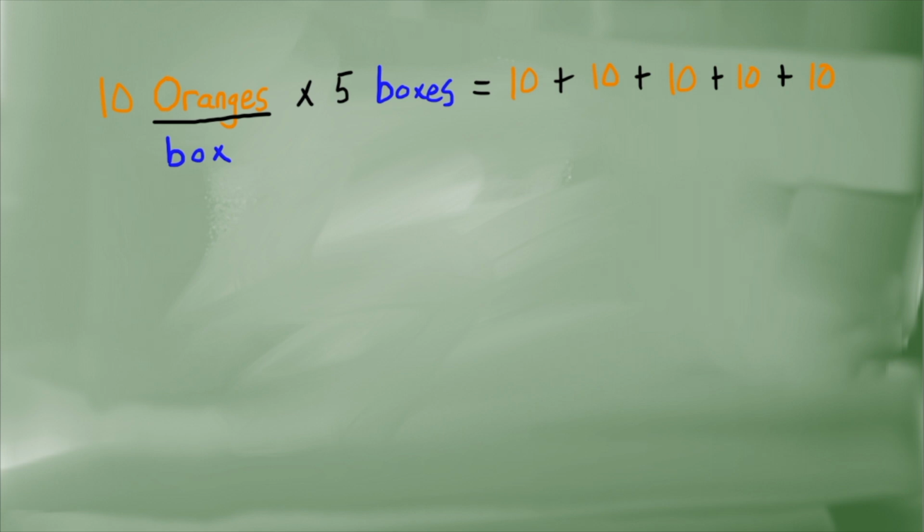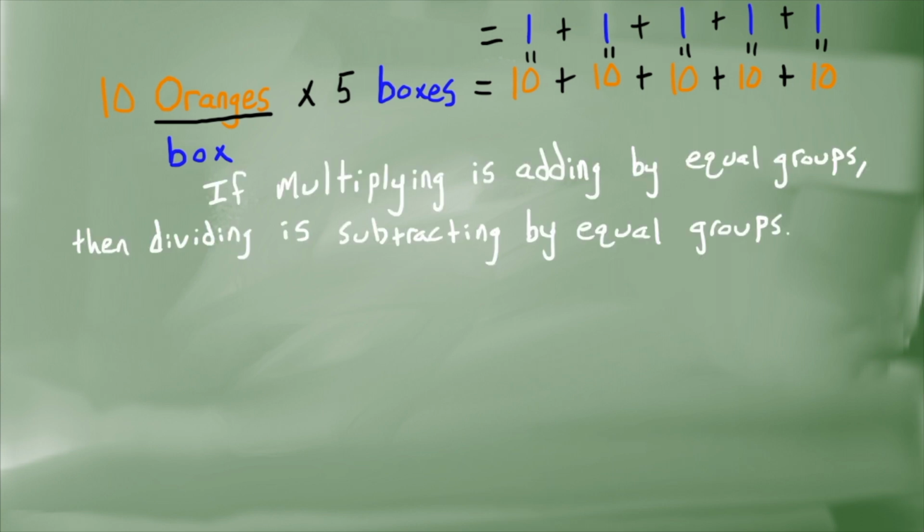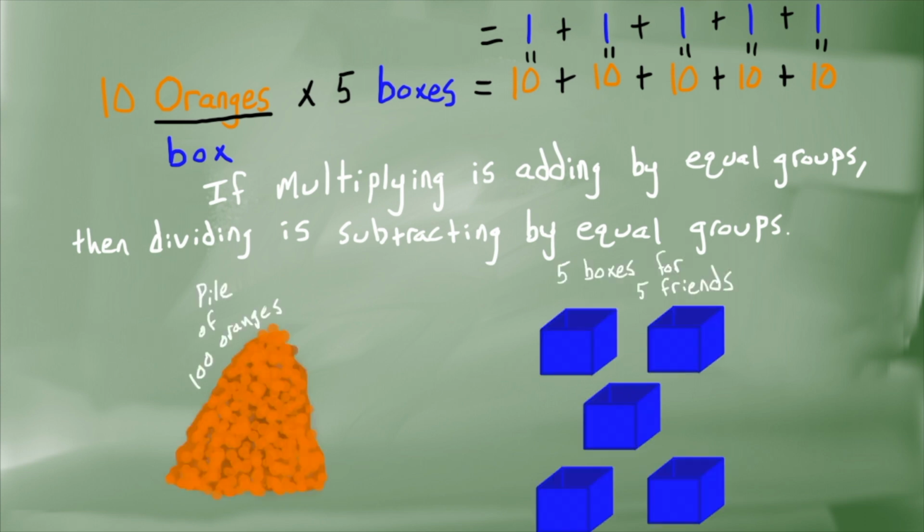First, recall multiplication. We add something like this. 10 oranges per box times 5 boxes, which can either be 1 box plus 1 box plus 1 box plus 1 box plus 1 box, or converting each box into the 10 oranges each, 10 plus 10 plus 10 plus 10 plus 10. If multiplying is adding by equal groups, then dividing is subtracting by equal groups. But that still doesn't quite tell us how to get this pile of 100 oranges evenly into these 5 boxes.